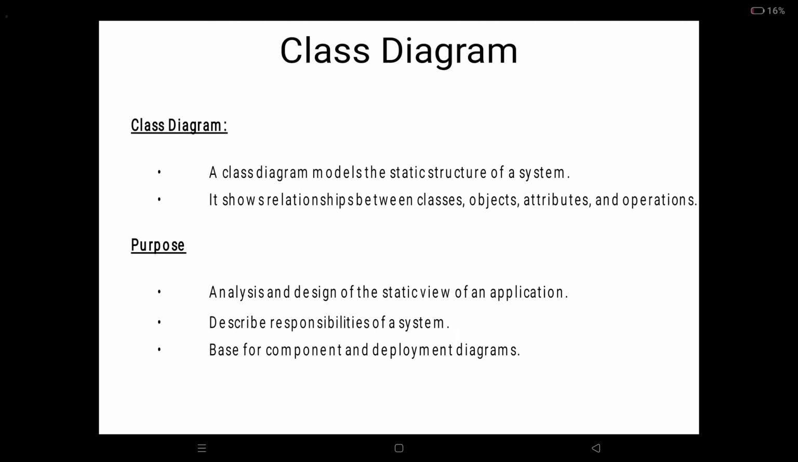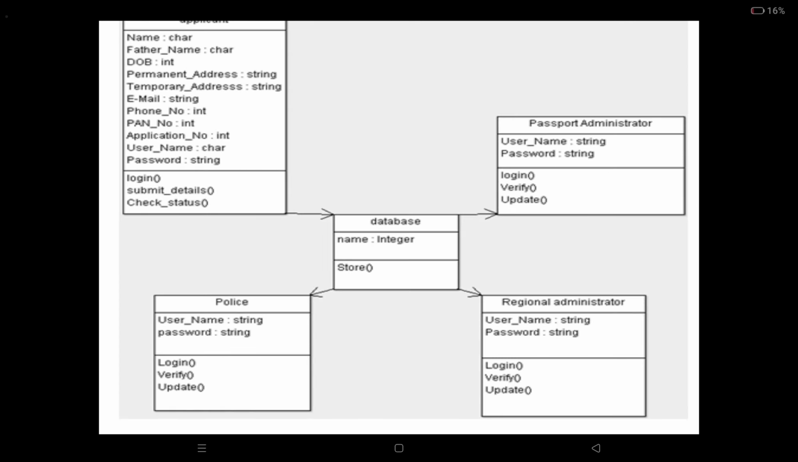This is a very important point, students. The class diagram is the base for component and deployment diagrams. This is the example of a class diagram. See, every class is represented in UML as a rectangle box. Every class notation is divided into three compartments. The first compartment is the name of the class. The second compartment is called the attributes of the class. The third compartment is called the methods of the class.